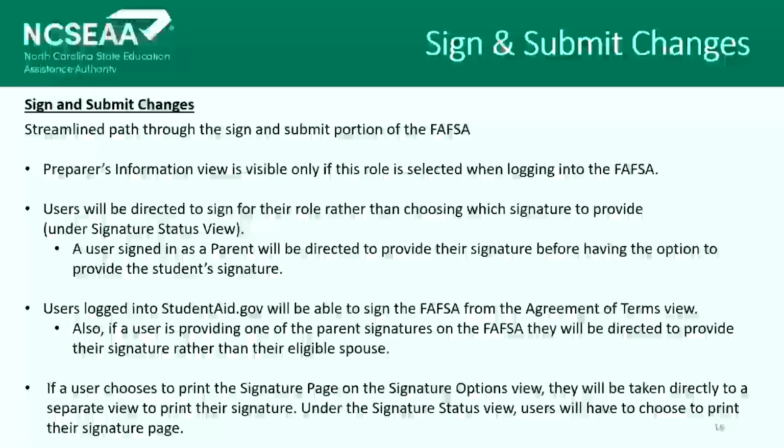And if a student or a user chooses to print their signature page on the signature options view on the application, they'll be taken directly to a separate view to print their signature. But under the signature status view, users or students will have to choose to print their signature page. So it all depends on which view you're on. It will prompt what information will be provided and where they'll send them based on which view they're under on the application.